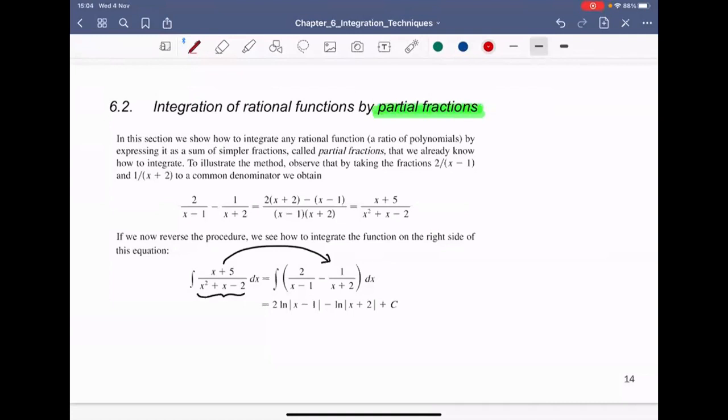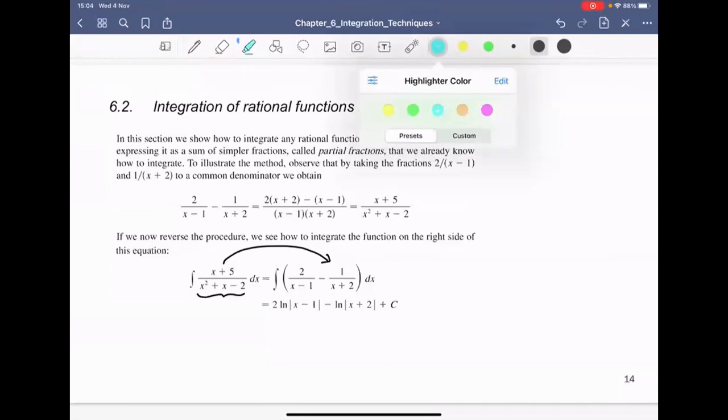So let's say you have (x + 5) over (x squared + x - 2). We are going to decompose this rational function into smaller terms. So for this question, we can decompose (x + 5) over (x squared + x - 2) into 2 over (x - 1) plus 1 over (x + 2). So we can integrate easily.